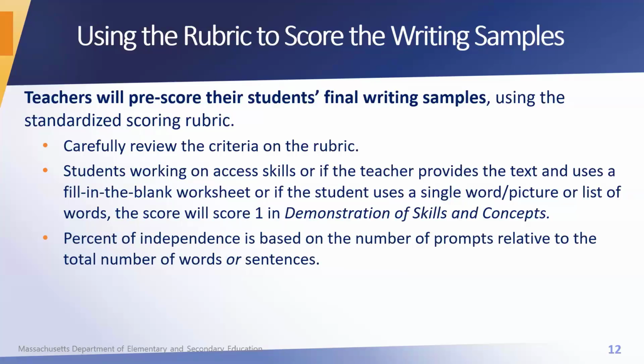The percent of independence is going to be based on the number of prompts relative to the total number of words or sentences. This is going to depend on your student. If you're scribing for them, maybe they'll speak in sentences, but maybe they're just going to be saying 1 or 2 words, which is fine. Maybe they start with 1 word on your baseline when you want to try to help them increase the number of words and how you're going to get that.